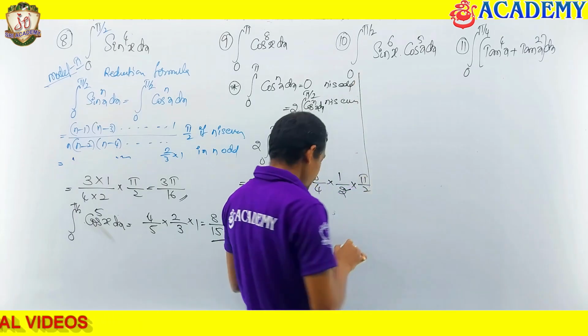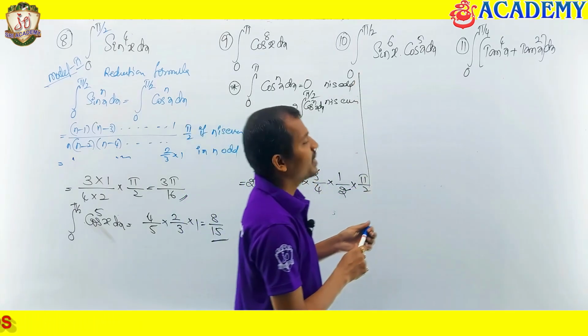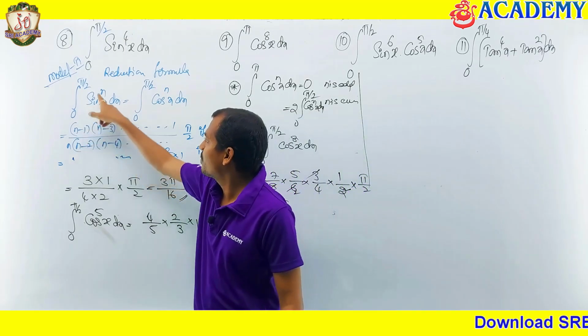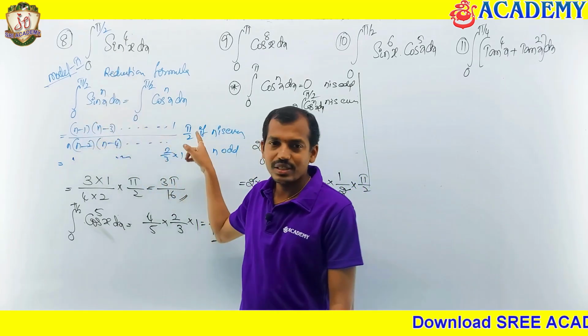Right? It is also one more reduction formula. That is, whenever we are having the same thing, we have a formula. In numerator you have to take 1 minus. After that you have to subtract 2.